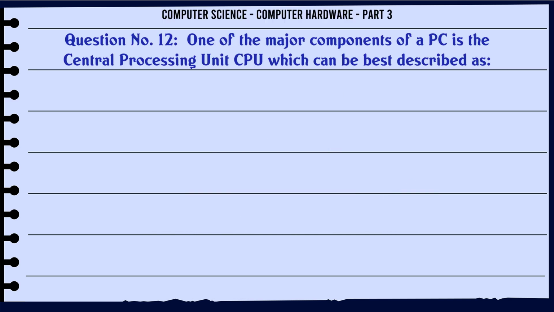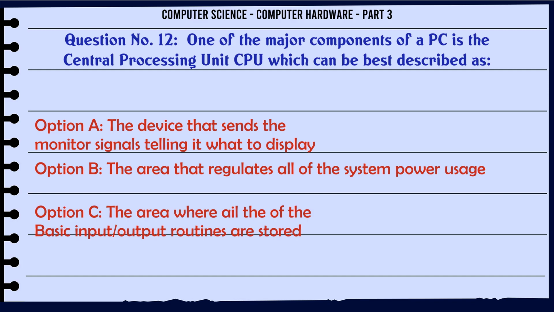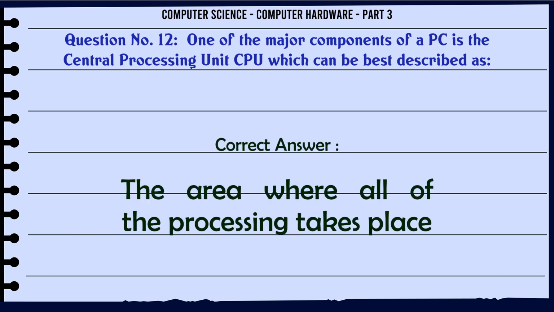One of the major components of a PC is the Central Processing Unit, CPU, which can be best described as A. the device that sends the monitor signals telling it what to display. B. the area that regulates all of the system power usage. C. the area where all of the basic input-output routines are stored. D. the area where all of the processing takes place. The correct answer is the area where all of the processing takes place.